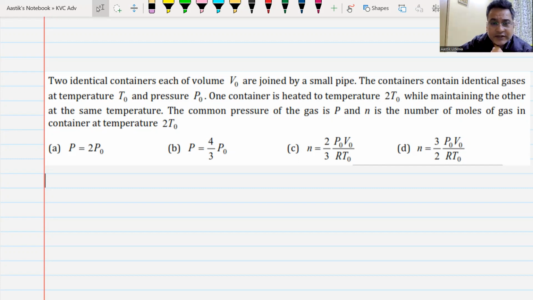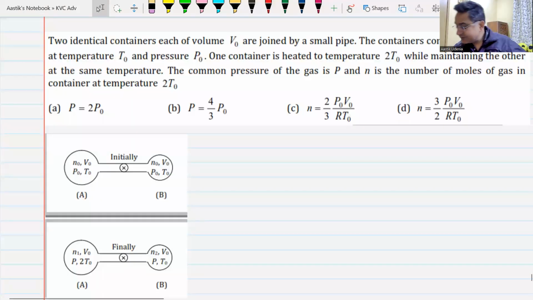Take your time. I'll give you time. Let me know once you are done. Now, how are you going to do this? It's very simple. The only thing you have to deal with is the ideal gas equation, right?